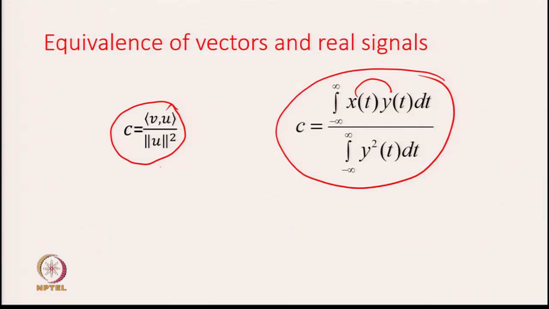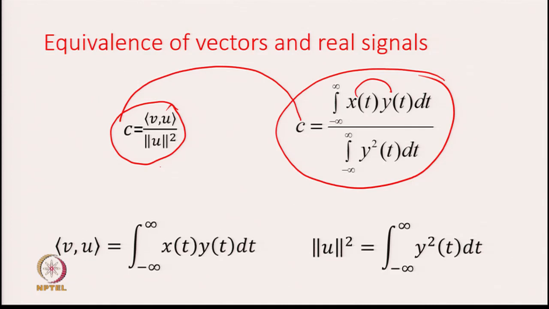Now, if we want to define the inner product for signals and treat signals as equivalent to vectors, this gives us a hint on a good definition of the inner product. For example, we can choose the definition of inner product for signals like this, because for vectors this thing is the same as this thing. So, this is the definition for the inner product between two signals. Remember that the signals involved here are real signals.